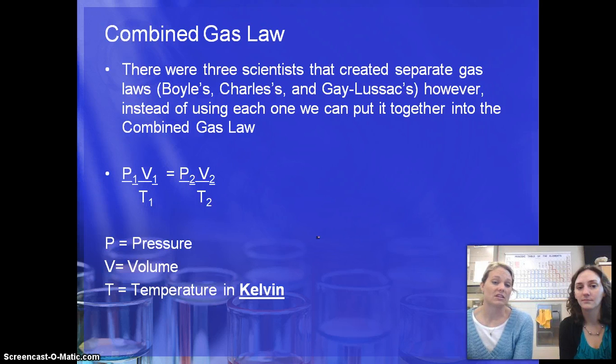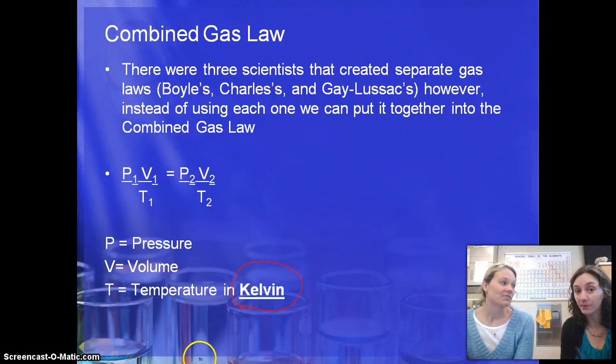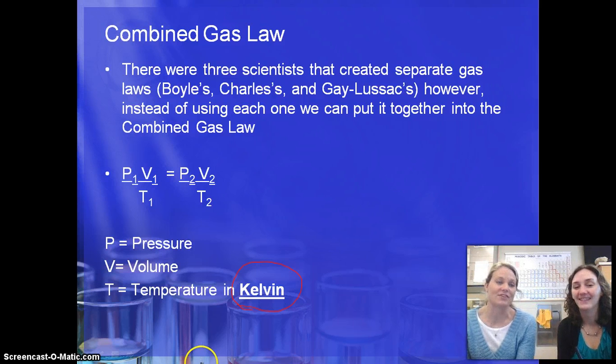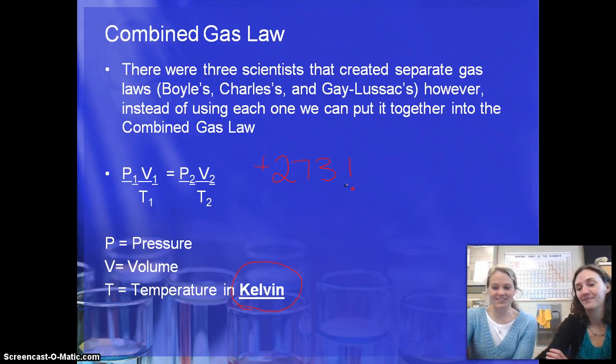So P is your pressure, V is your volume, T is temperature in Kelvin. Now if you don't remember how to convert to Kelvin, your cheat sheet has it on the front side, and you have to go from Celsius to Kelvin. You have to add 273. It's a very easy conversion, but people forget to do it all the time. You must always convert to Kelvin before you do your math, or you will never get the answer correct, ever. Add 273. Get that number memorized, write it really big in your notes, circle it, whatever you need to do. Going from Celsius to Kelvin, you need to add 273.